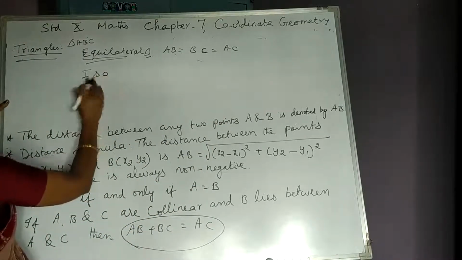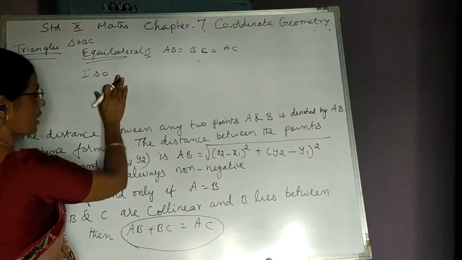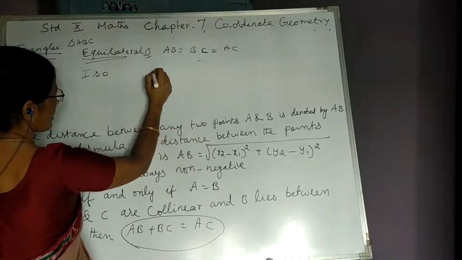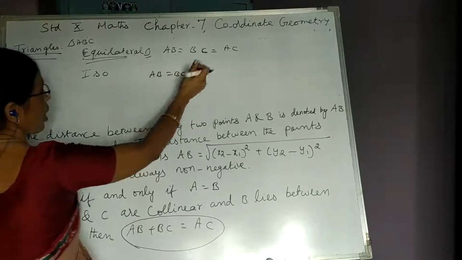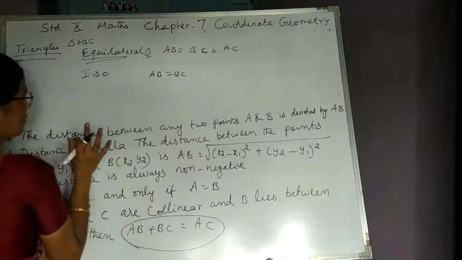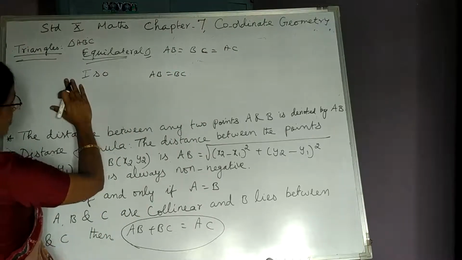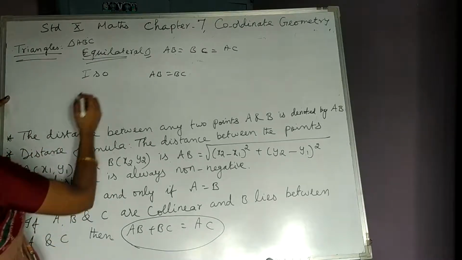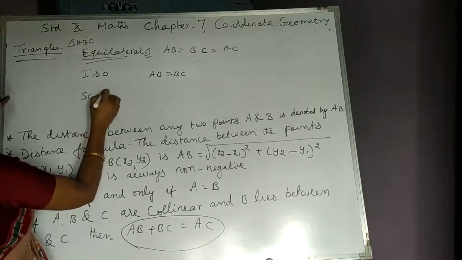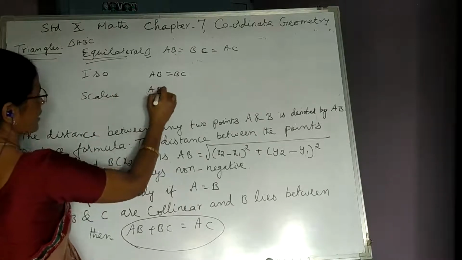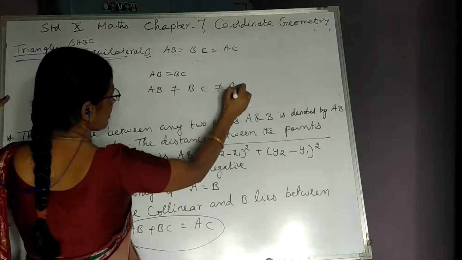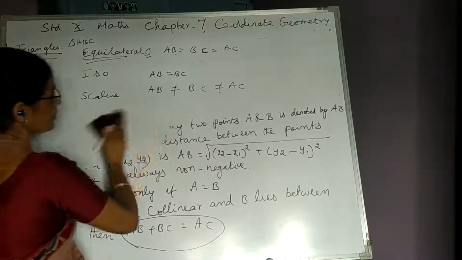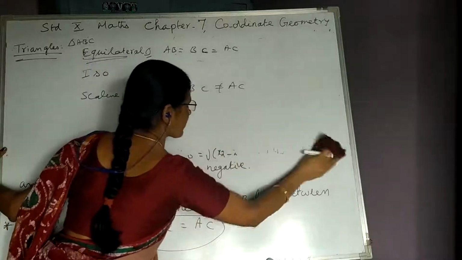Suppose you want to prove the triangle is an isosceles triangle. What do you mean by isosceles triangle? Any two sides of these three should be equal. It can be AB equal to BC or BC equal to AC or AC equal to AB. So for any triangle, if you prove two sides are equal, it becomes an isosceles triangle. Then comes the scalene triangle. What is a scalene triangle? A scalene triangle is a triangle in which all the three sides are unequal. Therefore, AB not equal to BC, which is not equal to AC.